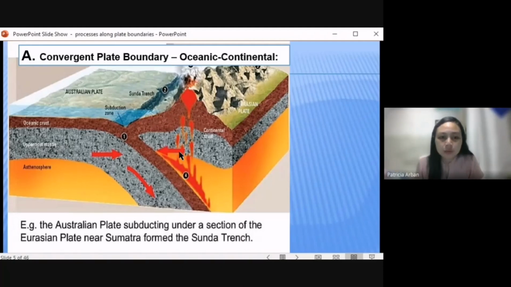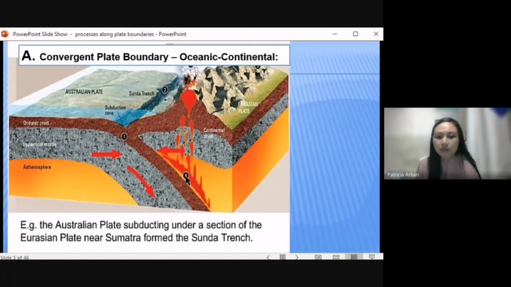Remember, when the magma rises up, the temperature is cooler compared to here in the mantle. So, when the temperature is cooler, what will happen to the magma? It will cool down and become a rock. Hanggang sa mag-layer-layer na yan, it will form a volcanic arc or volcano. So, yun yung way kung bakit nabubuo ang volcano in terms of convergent plate boundary. Remember that.